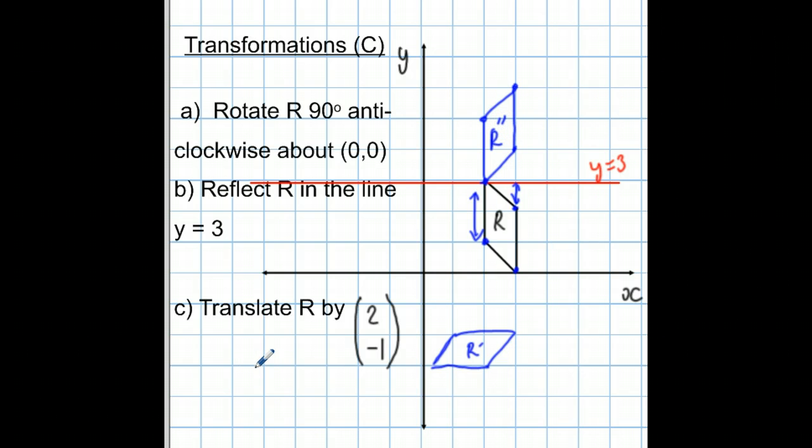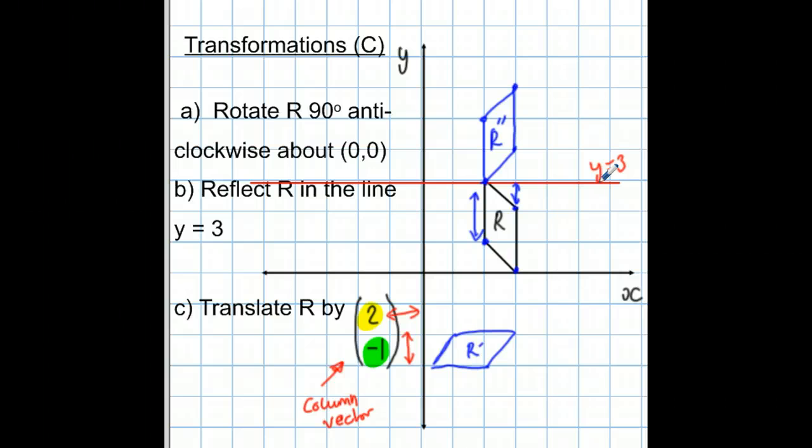And the final transformation is going to be this one here, part C. Translate R by 2, minus 1. This thing here is called a column vector. The top number tells me how far I move it horizontally, plus being to the right, negative being to the left, and the bottom number tells me how far vertically I move it, plus being up, minus being down. So in this case, I've got to move shape R 2 squares to the right and 1 square down.